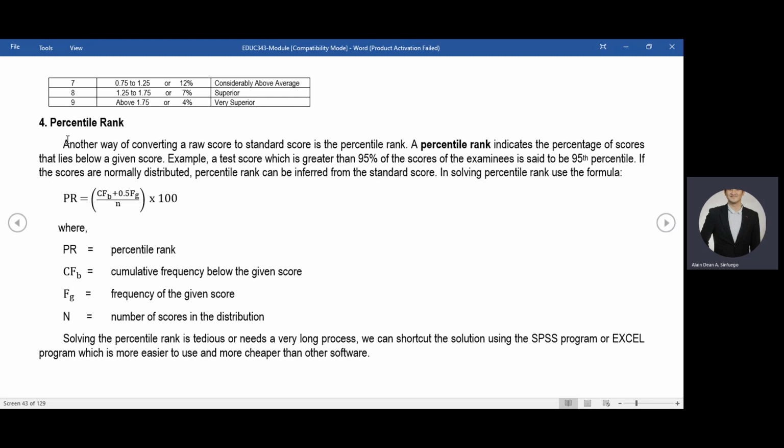In solving percentile rank, use the formula: PR is equal to CF sub B plus 0.5 F sub G, all over N, times 100. Your CF sub B is the cumulative frequency below the given score, F sub G is the frequency of the given score, and your N is the number of scores in the distribution. Solving the percentile rank is tedious or needs a very long process. We can shortcut the solution using SPSS or Excel only.